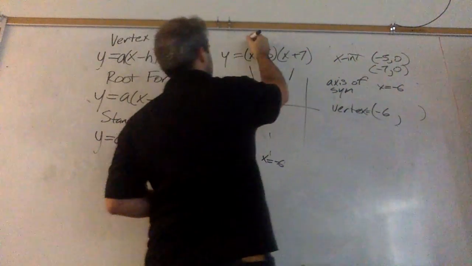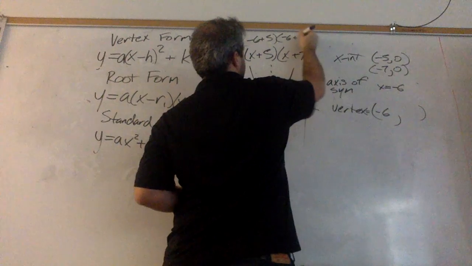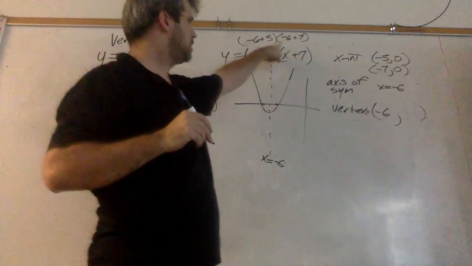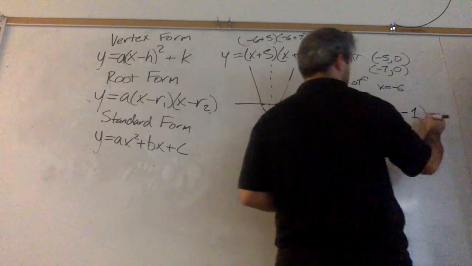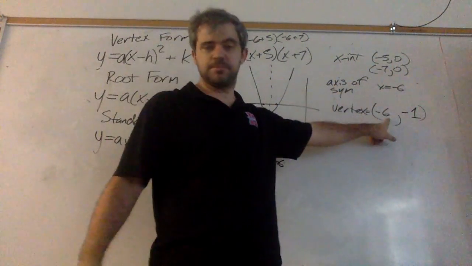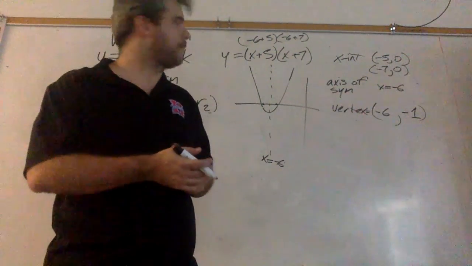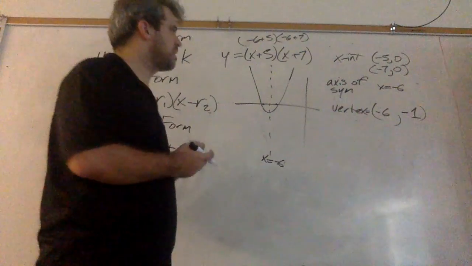So let's plug this in. So -6 plus 5 times -6 plus 7. So it looks like this is going to be -1 times 1. Okay, so again, all we did, we plugged this in to here to see what we get. Okay, so we've got our x-intercepts, we've got our axis of symmetry, we've got our vertex.